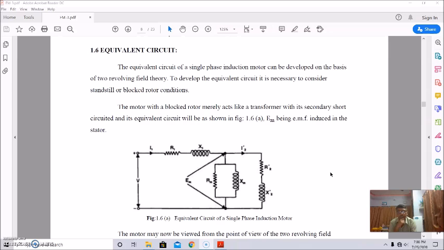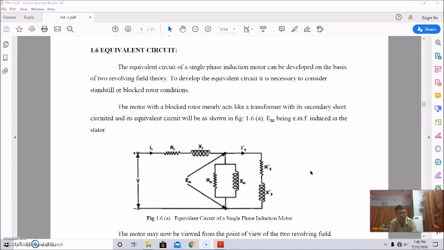So in this class of Electric Machine 2, in the last class we started a new unit, that is single phase induction motor. In the last sessions we discussed single phase induction motor, why it is not self-starting, its construction and how it works.